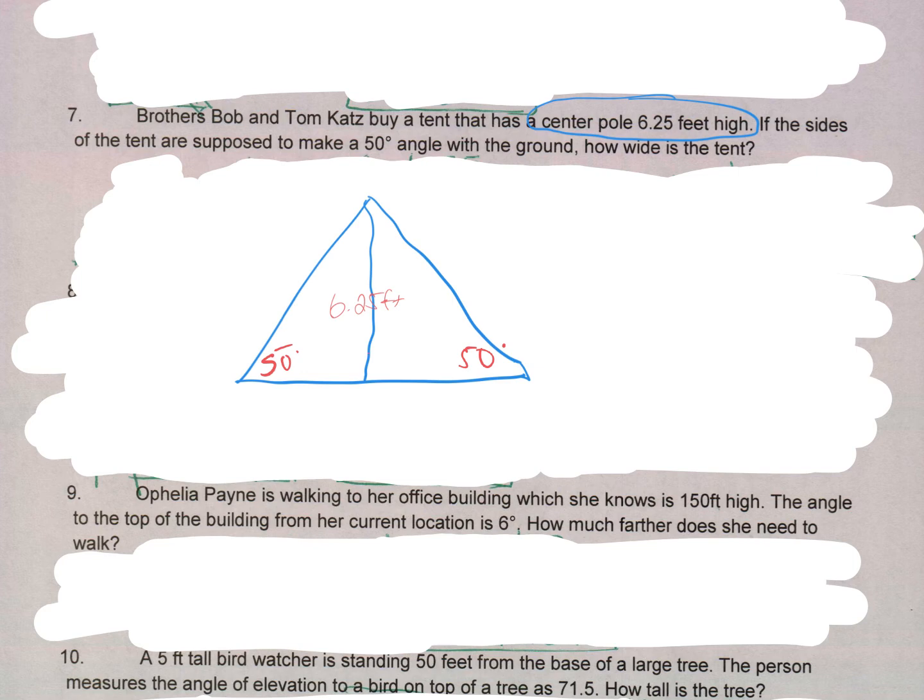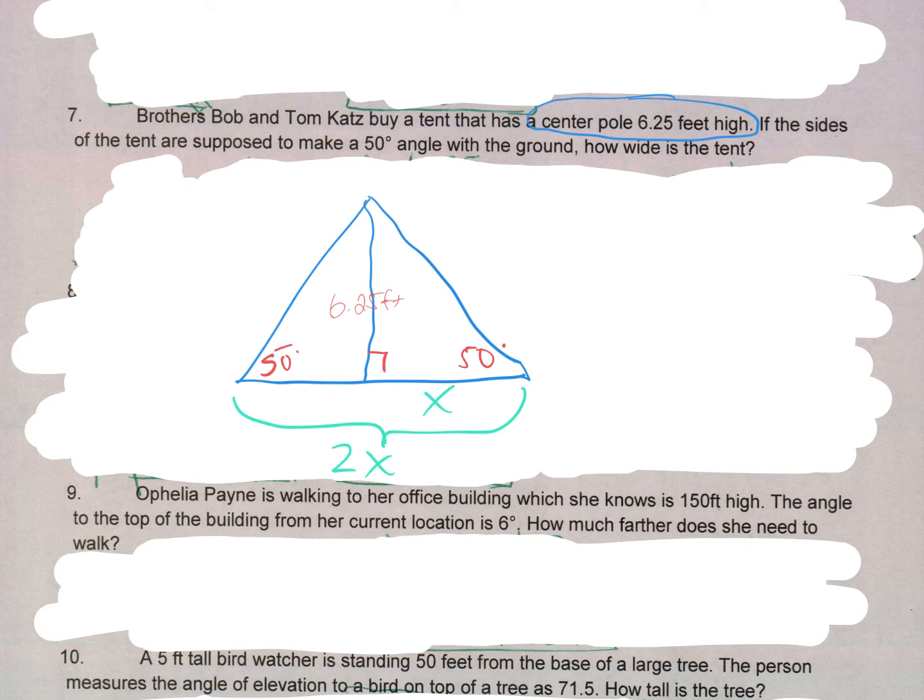Do you guys see that you just have two triangles? Actually three, but two little ones. It says, how wide is the tent? Where would the width be? At the bottom, okay. So when I find x, am I finding the whole width? No, I'm only finding half of it, right? So what do I have to do once I find x? You have to multiply it by 2 because you're looking for the width of the whole tent. So this would be 2 times x.